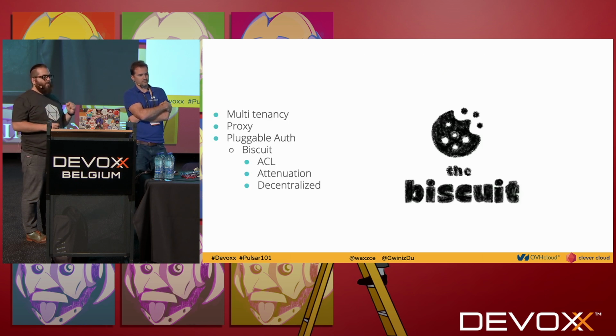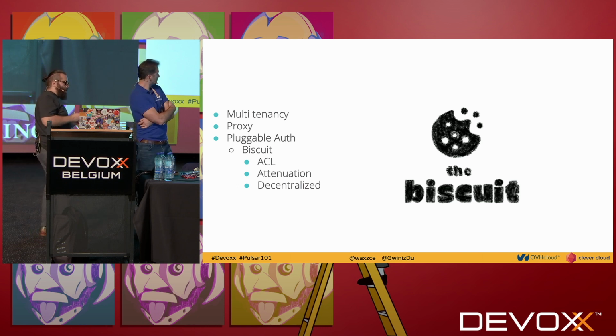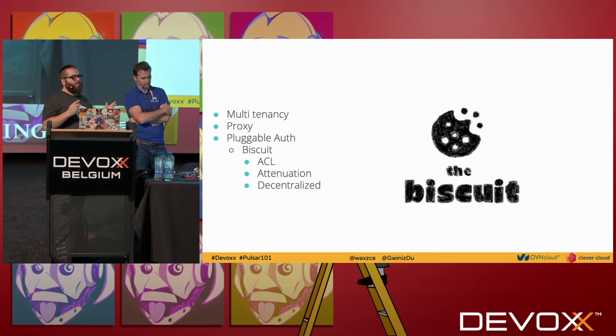And more, you have pluggable auth. Pulsar comes with JWT, it comes with basic auth, it comes with Kerberos, but it's very easy to add a new plugin for authentication inside Pulsar. And as at Clever Cloud we are building a new one, I'm very pleased to announce that we will be providing Biscuit. What's a biscuit? OK, I will explain what a biscuit is.